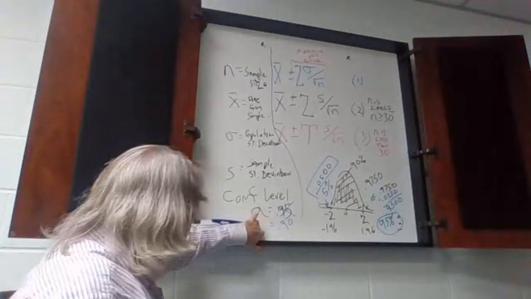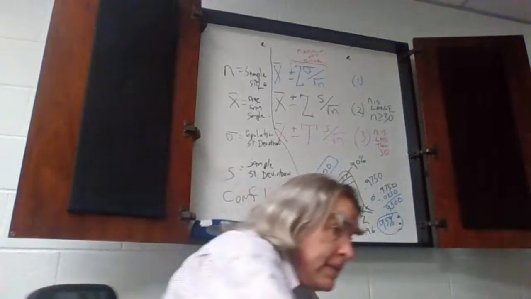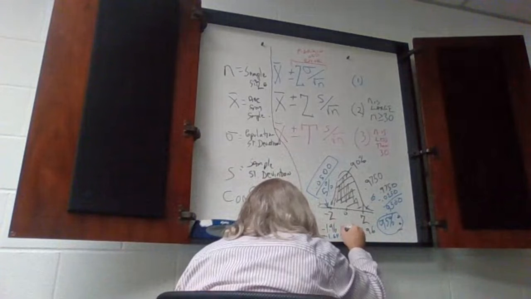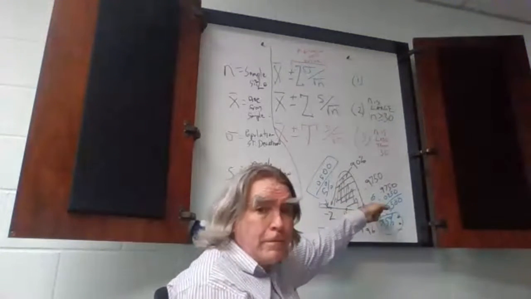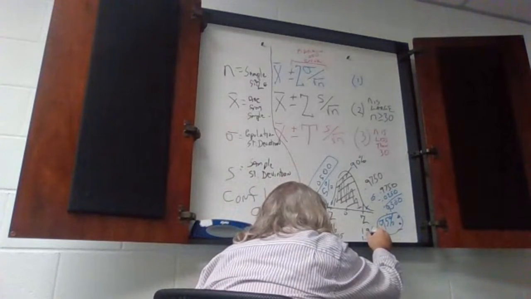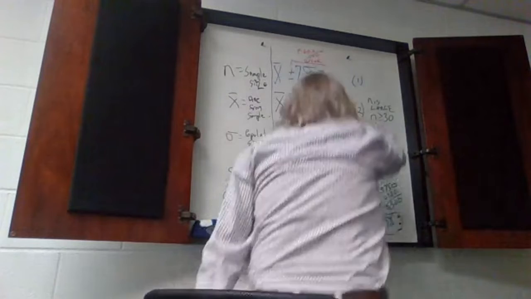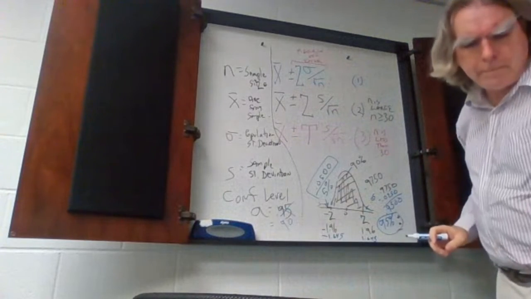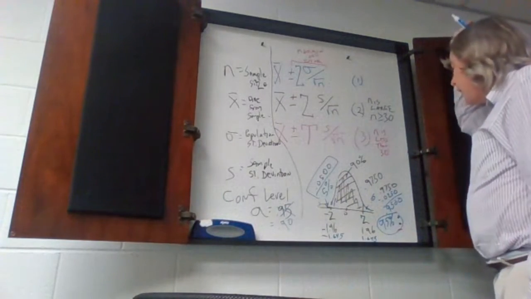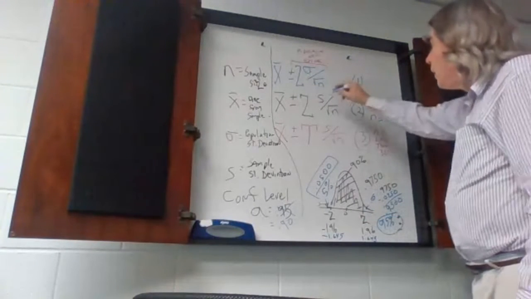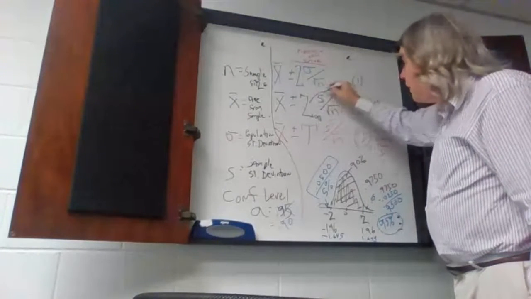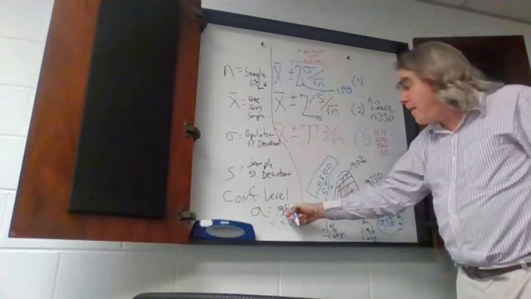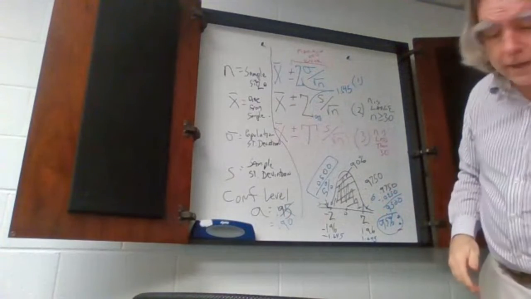So if we had a confidence level of 90%, this Z value would be a minus 1.645. On the other side, it would be a positive 1.645. And the Z value up here is 1.645. So we did a 90% confidence interval. This Z number or this Z number would be 1.645. If we were doing a 95% confidence interval, that was 1.96.